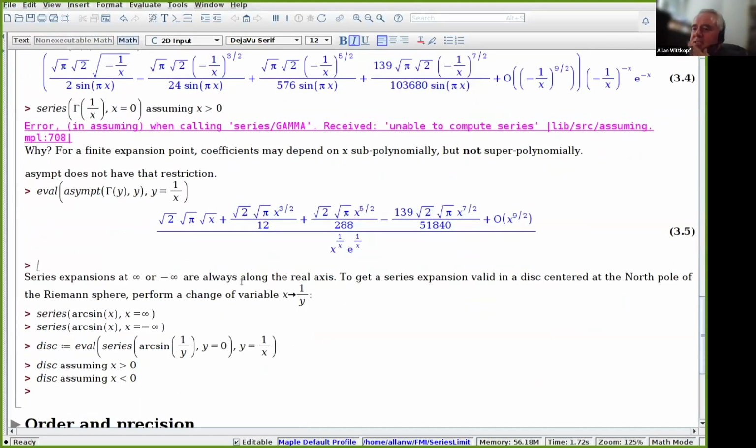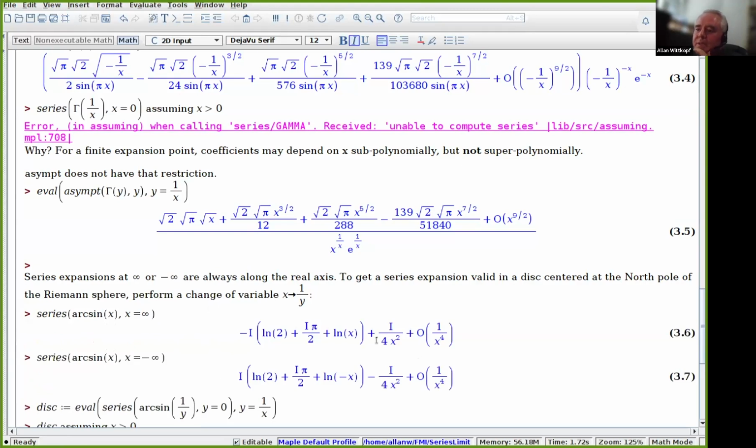Series expansions at infinity or minus infinity are always assumed to be on the real axis. To get a more general series expansion that's valid in a complex disk centered at the north pole of the Riemann sphere, you can do a change of variables, much like we did before.